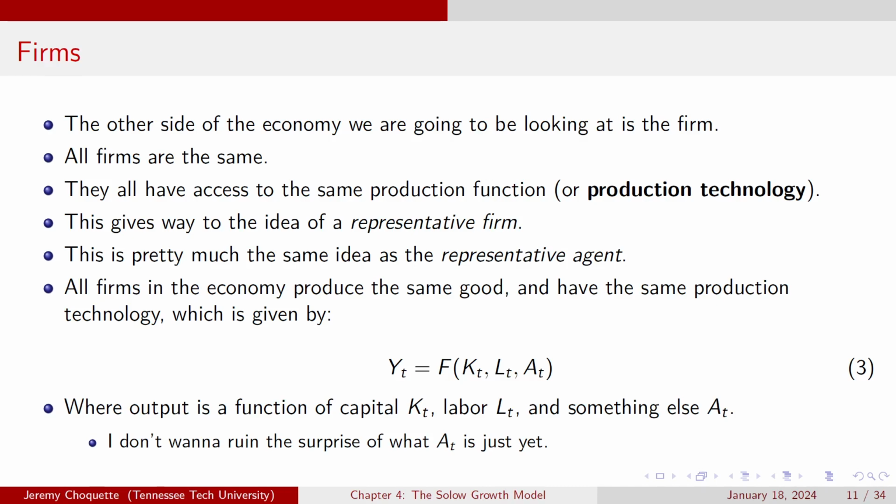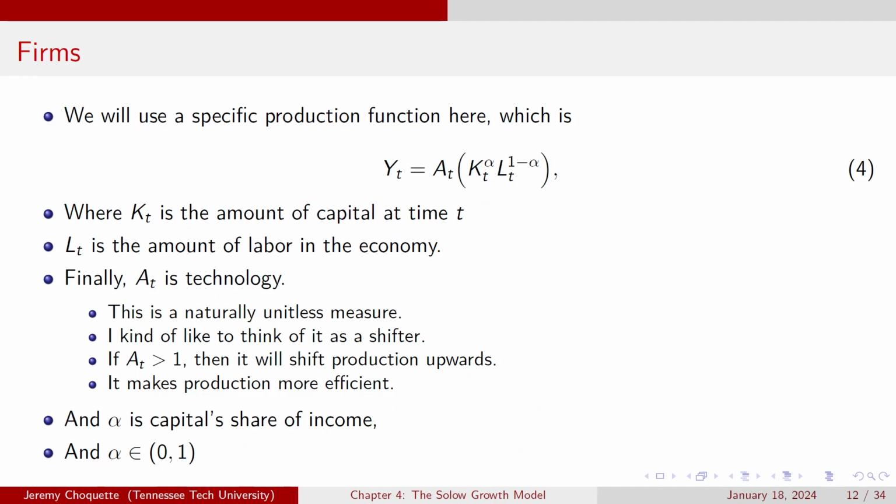Now, all the firms in this economy produce the same good, and they've got the same production technology, which is just Y equals F of K, L, and A. K is capital, L is labor, and then A is something else. I don't really want to ruin the surprise of what A is just yet. Maybe in the next slide or two. Hey, what do you know? I'm going to ruin it here.